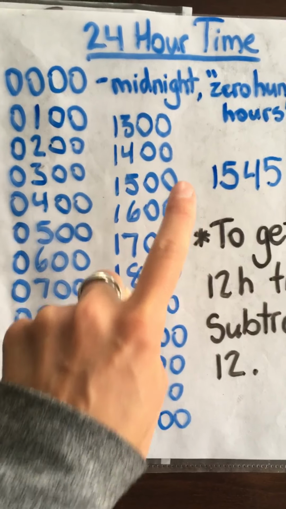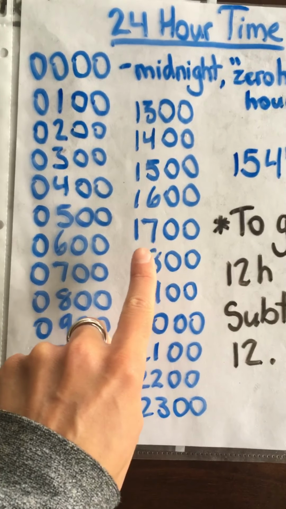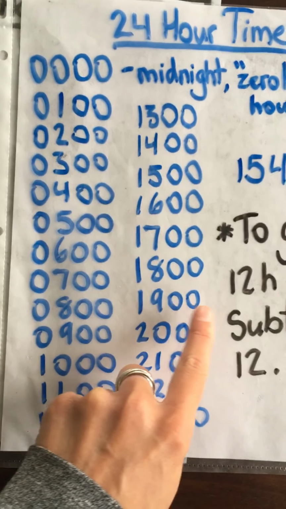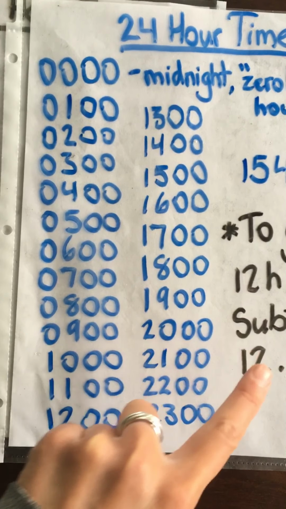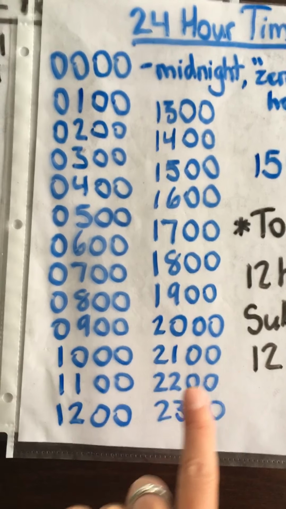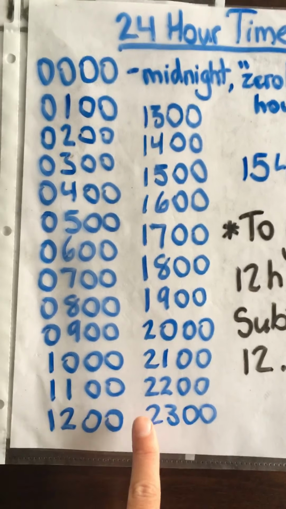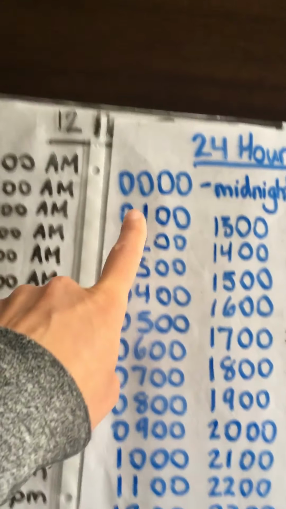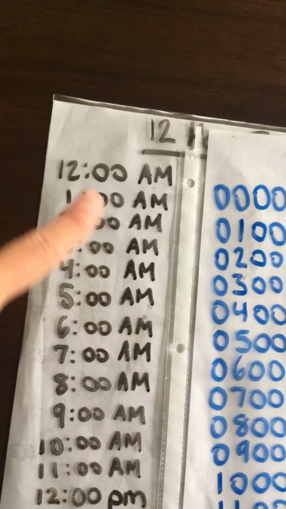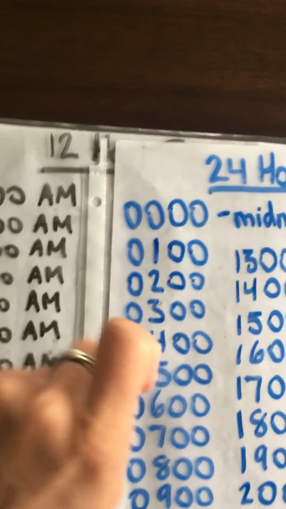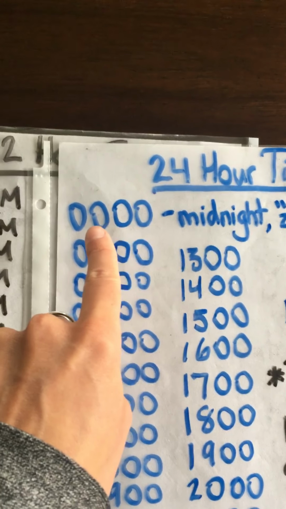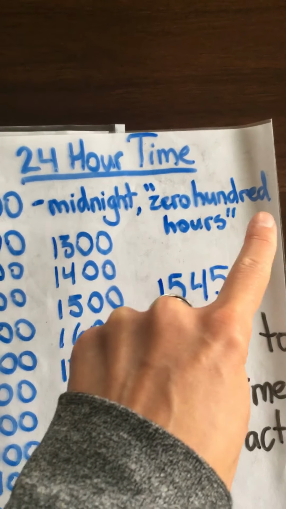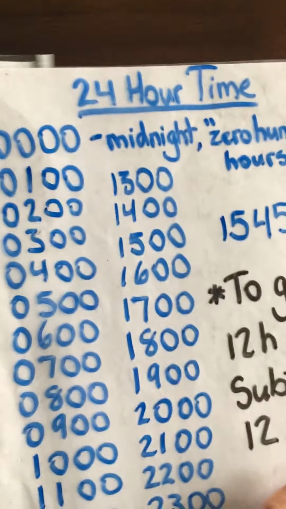1,500 hours. 1,600 hours. 1,700 hours. 1,800 hours. 1,900 hours. 2,000 hours. 2,100 hours. 2,200 hours. 2,300 hours. We don't actually say 24. We go back up and we start over again, just like we start over again in the 12-hour for a new day. And it goes to our midnight, which is said how? Try it out. It is said 0 hours for midnight.